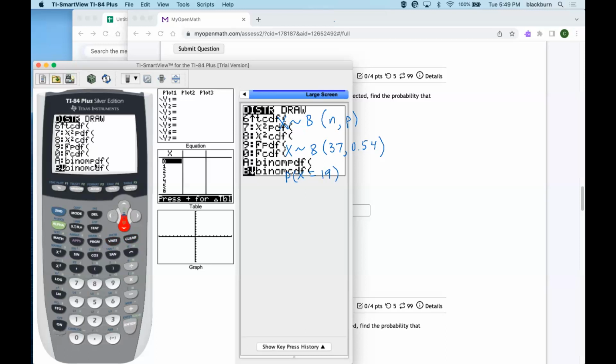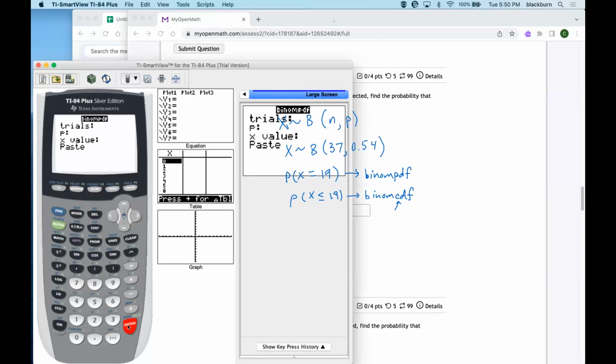The binomial PDF you're going to use for the probability of X equals something, a particular discrete function value. And if you had to do the probability of X being less than or equal to 19, you'd use binomial CDF, which means cumulative. So in our problem, we want to use the binomial PDF, because I want a particular value. So I go up one to that one.